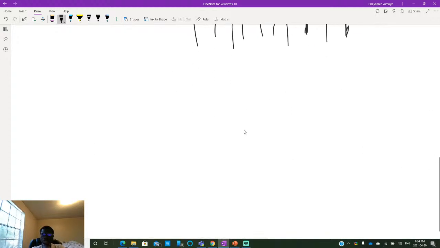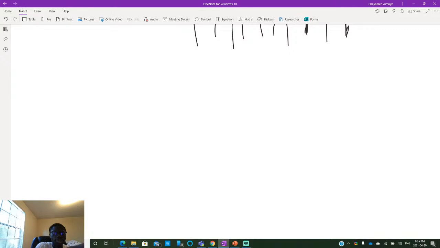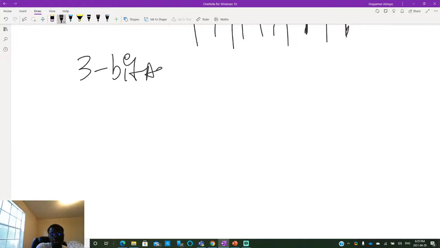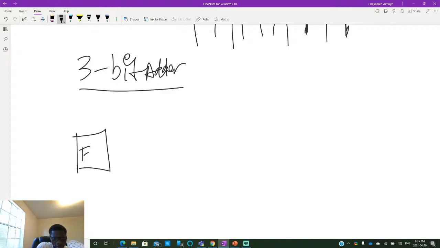And so to obtain 4 bits, 5 bits, whatever number of bits adders, all we do is concatenate multiple full adders. For example, let's say a 3-bit adder. So you have one full adder, and then a second one as well, then the last one.